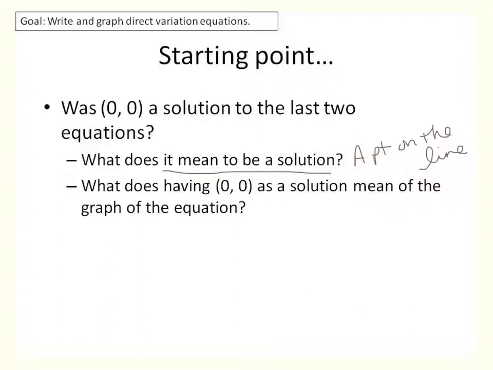Okay, so what does having 0, 0 as a solution mean for the graph? That it goes through the origin. And we've talked about that we only have y equals kx, there's no plus or minus anything if it goes through the origin.